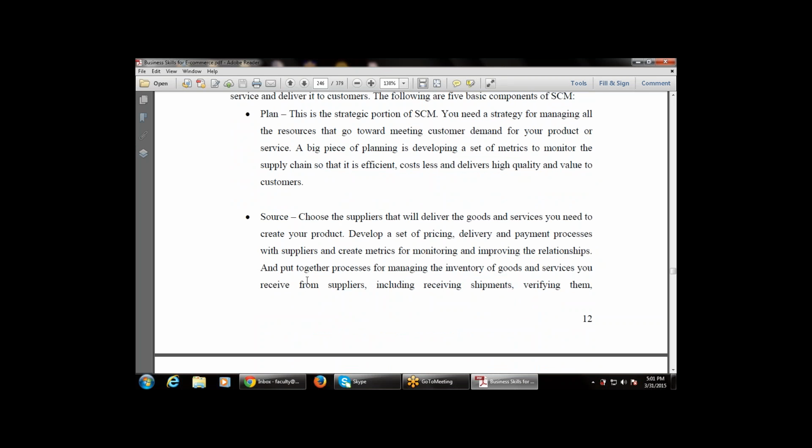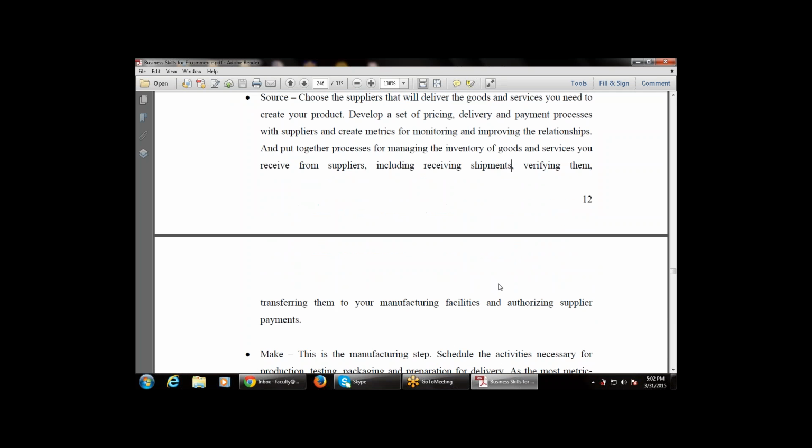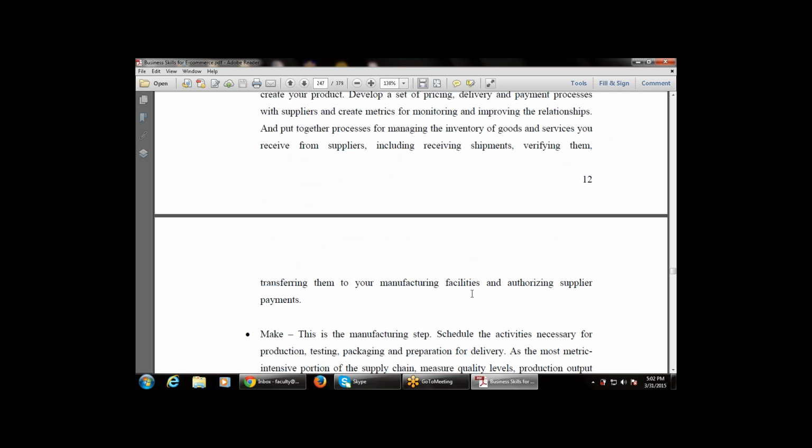And the payment processes, that is what is the payment mode with the supplier, and create a metric for monitoring and improving the relationship. That is, create a plan for monitoring and improving the relationship. That is, first of all monitor and then improve the relationship. And put together processes for managing the inventory of goods and services you receive from suppliers, including shipment, verifying them and transferring them to your manufacturing facilities, and authorizing supplier payments.